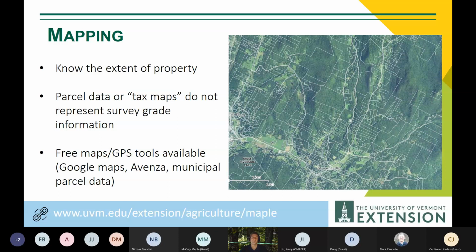It seems like every year there's more and more free mapping information out there, free GPS tools. Our phones are as powerful as really any GPS you could need for this type of work. We can't go into all the detail about what's available, but just know that everything from Google Maps to Avenza, which is helpful because it's offline, you can download the maps and use your phone's GPS. And then a lot of towns have this municipal parcel data available, and it can be helpful.